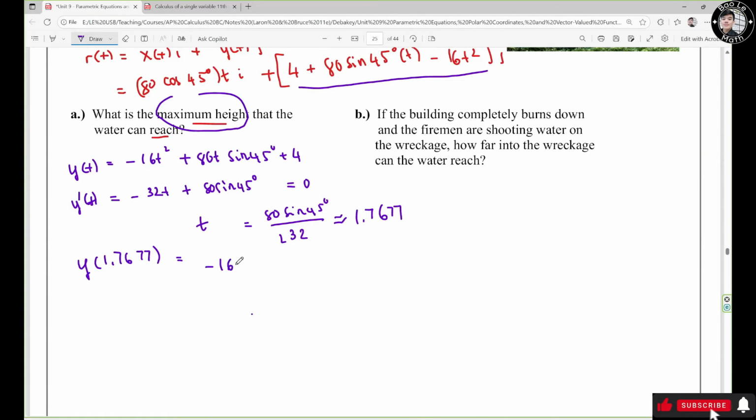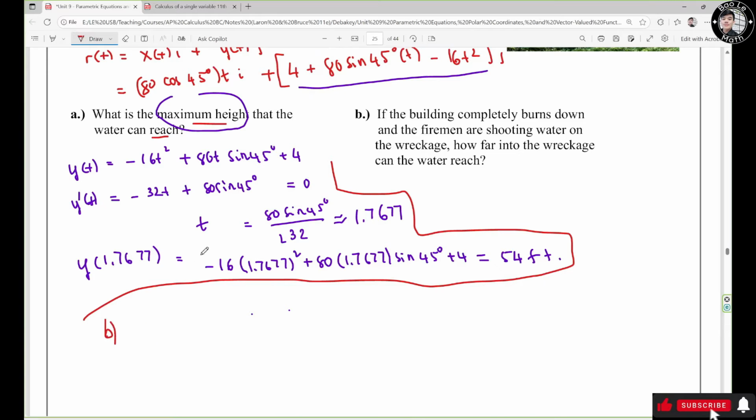Negative 16 times 1.7677 squared plus 80 times 1.7677 times sine 45 degrees plus 4, right? So this one should be 54 feet.